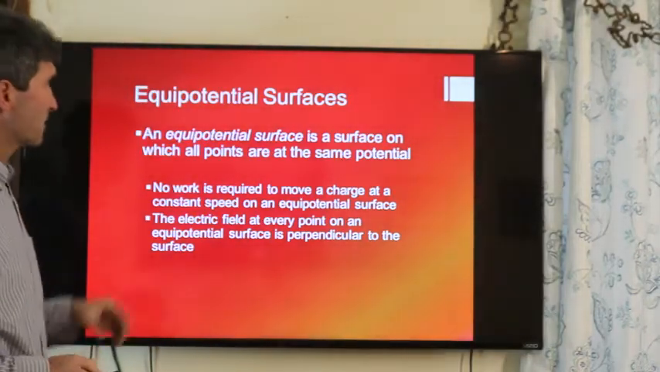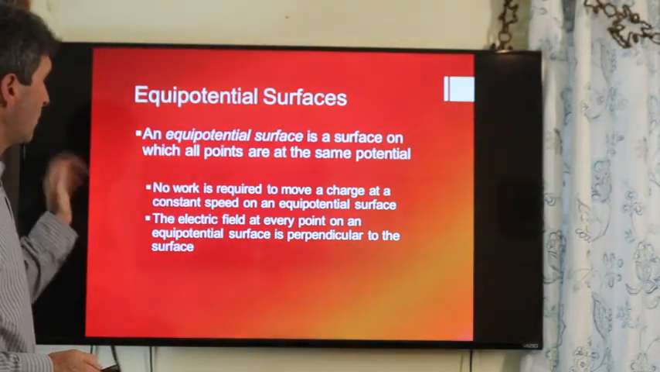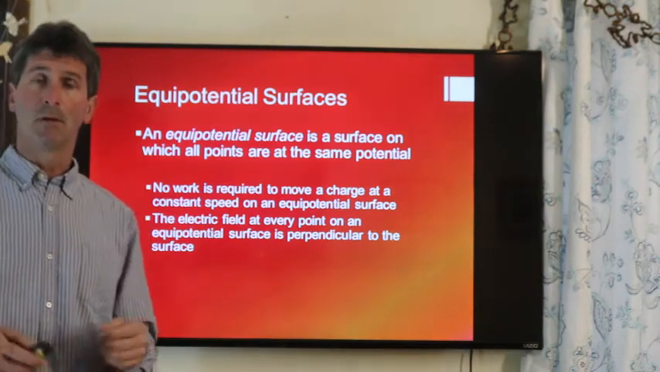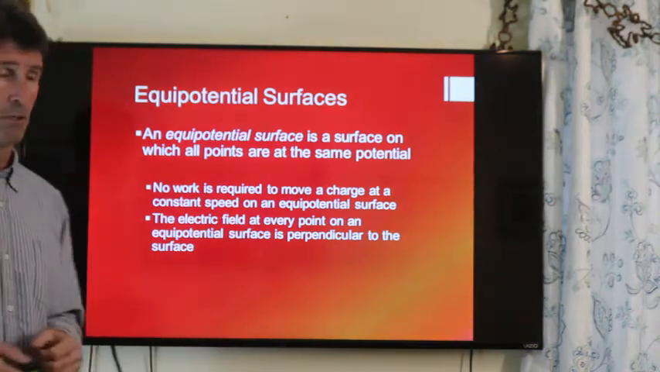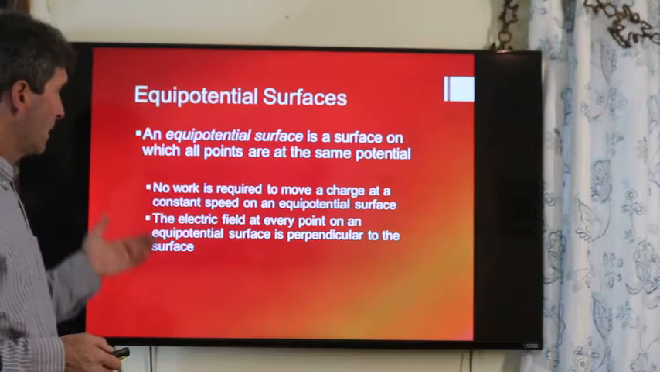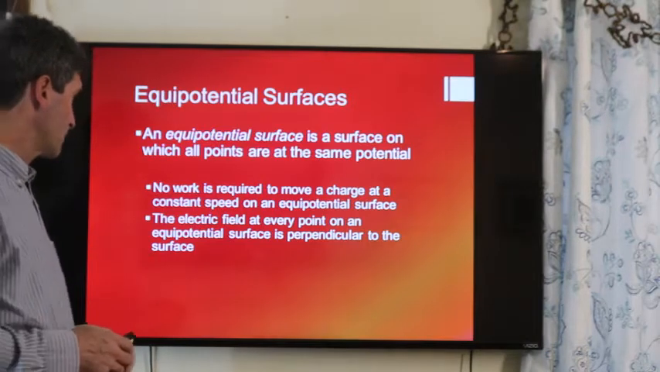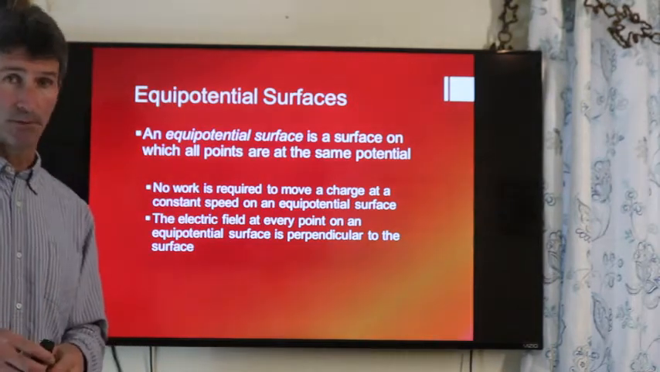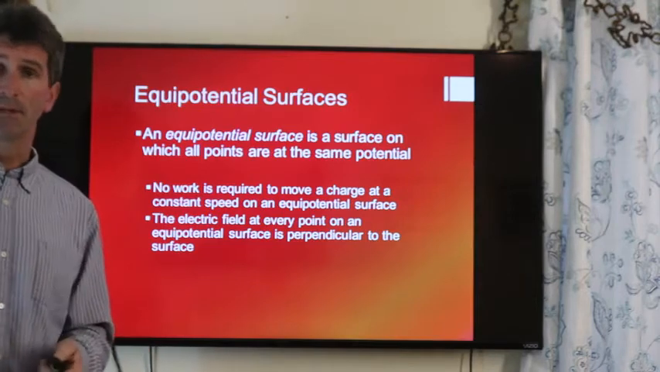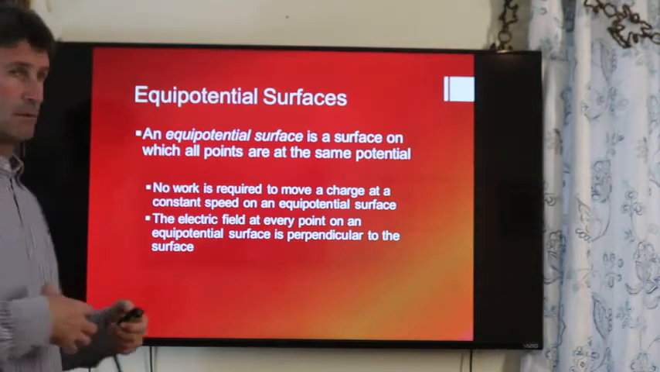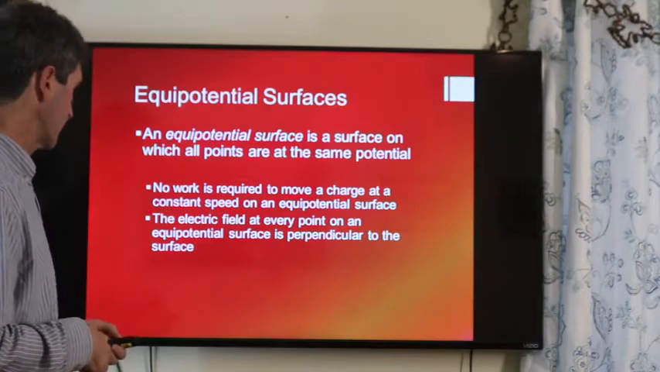So once again, an equipotential surface is a surface on which all points are at the same potential. All points, therefore, for any charge will have the same potential energy. No work is required to move a charge at a constant speed on an equipotential surface because there's no change in kinetic energy. Okay? You're not exchanging potential energy for kinetic energy.